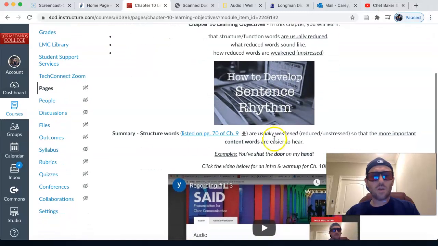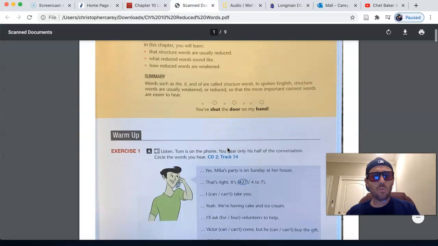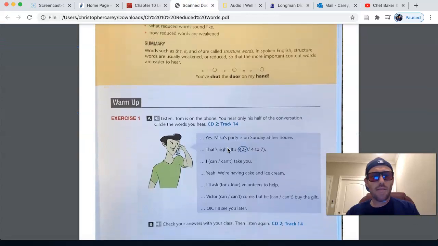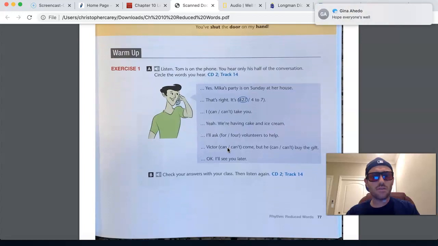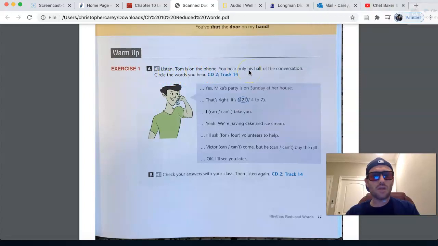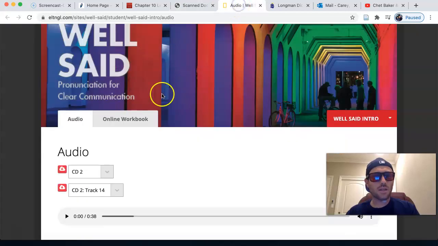So we're going to go ahead and take a look at Chapter 10. We have a warm-up to do together. Exercise 1, page 77. Listen to the phone conversation with Tom, and you're only going to hear his half of the conversation. Circle the words that you hear. And this is CD 2, track 14. Here we go.